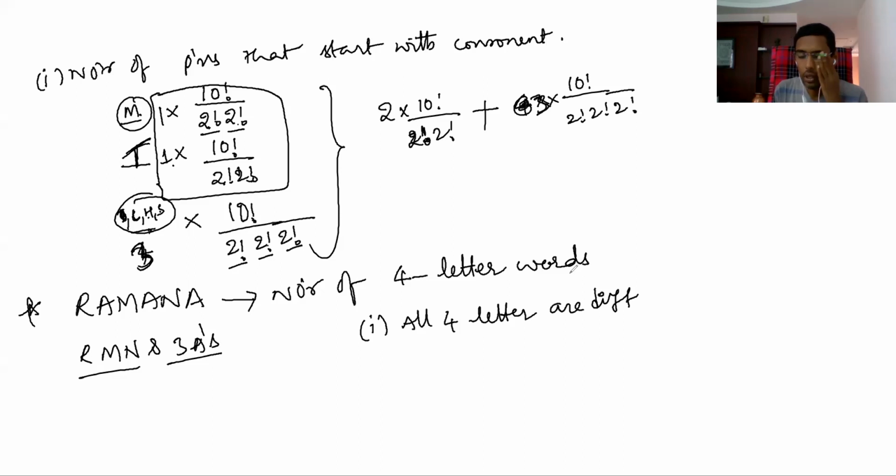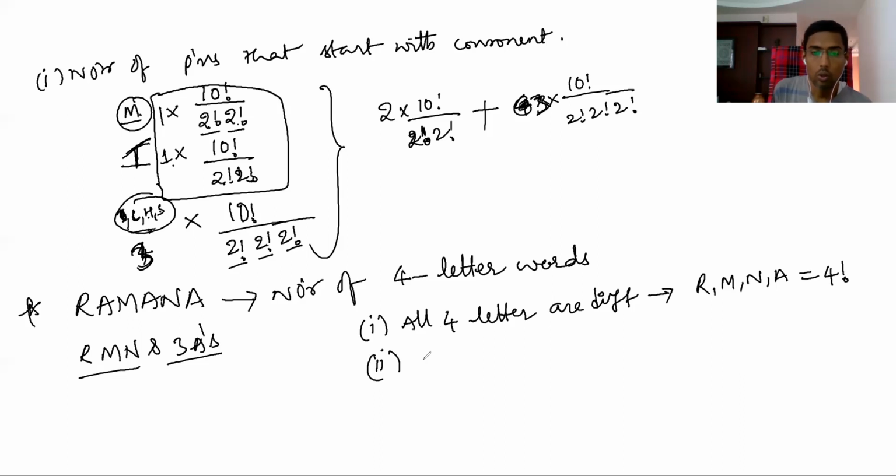In 4-letter words, all 4 letters should be different. What does different mean? This is one type. So R, M, N, and 1 A only I am taking. 3 A's are there, 1 A I'm taking. So 4 factorial we get. So all 4 letters are different.